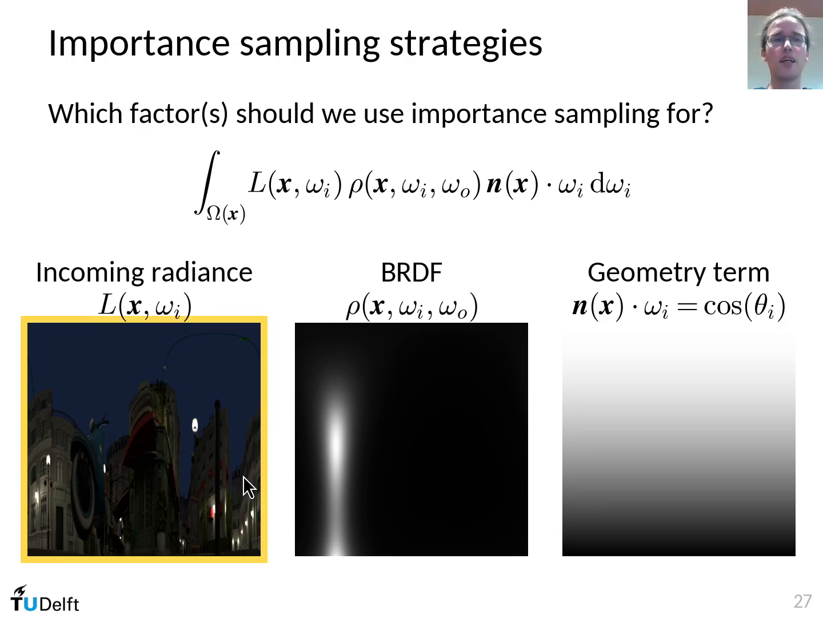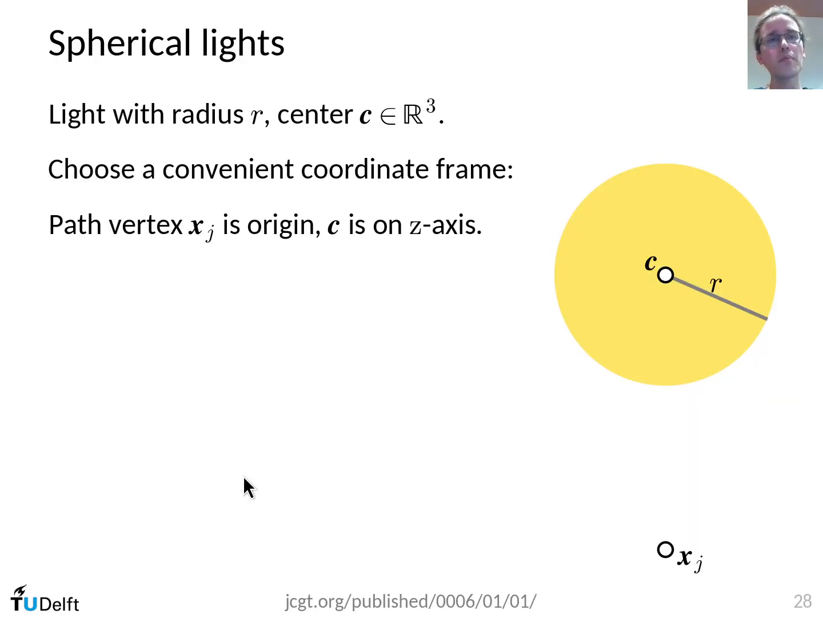So we will now figure out how to sample directly incoming radiance from light sources. And in the scenes that I've shown you, this is comparatively simple because all the light sources that I have put into these scenes are spherical lights. They are simply spheres which emit light equally into all directions from their entire surface. So here we have such a spherical light. It has a center point C and a radius R. We know both of these.